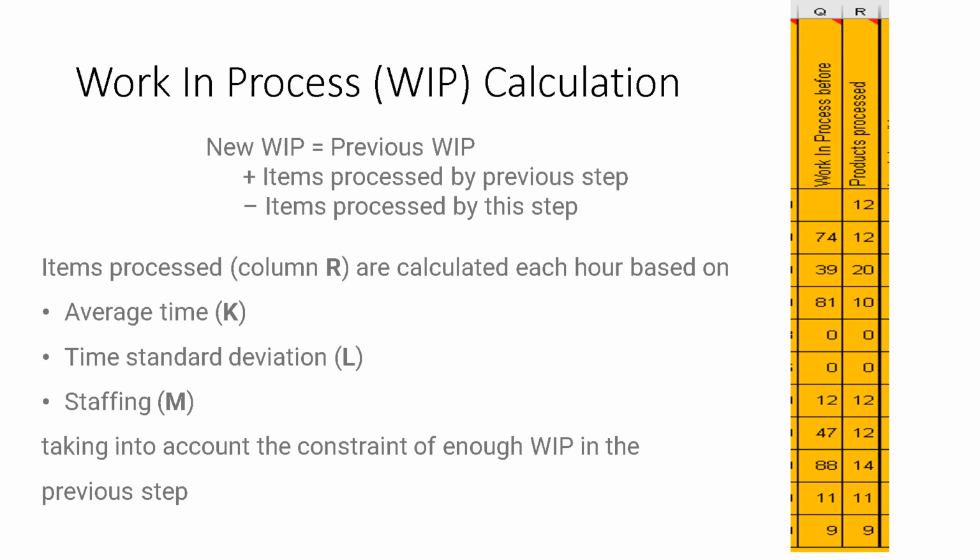On the other hand, the items processed in column R are calculated each hour based on average time in column K, time standard deviation in column L, staffing in column M, and taking into account the constraint of an empty WIP in the previous step.